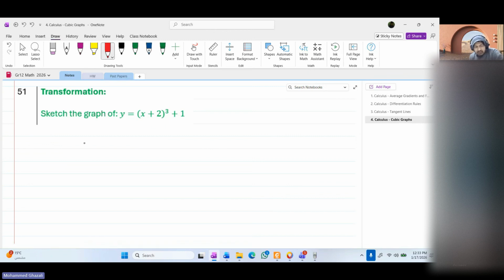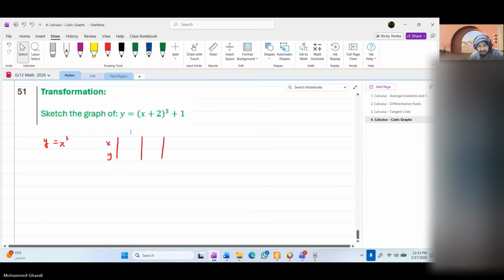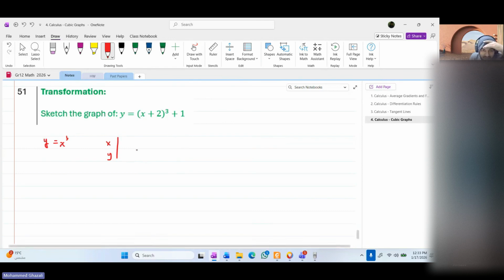So if you start off with a graph of y equals x cubed, let's try to think about the graph of y equals x cubed, right? And how do I sketch? I say choose some x values and some y values, right? So I'm going to choose some x values. Let's choose from -2: -2, -1, 0, 1, 2. So if I put -2 inside here, I will get -8. Put -1 in here, I will get -1. Put 0 in here, I will get 0. Put 1 in here, I will get 1. Put 2 in here, I will get 8.